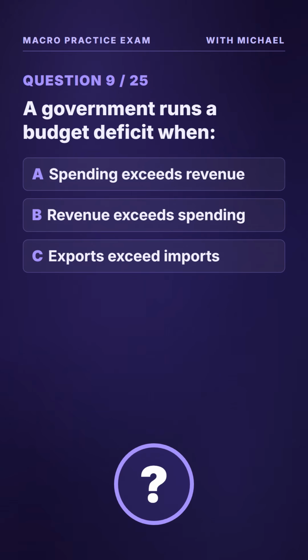Question 9. A government runs a budget deficit when A. Spending exceeds revenue. B. Revenue exceeds spending. C. Exports exceed imports.